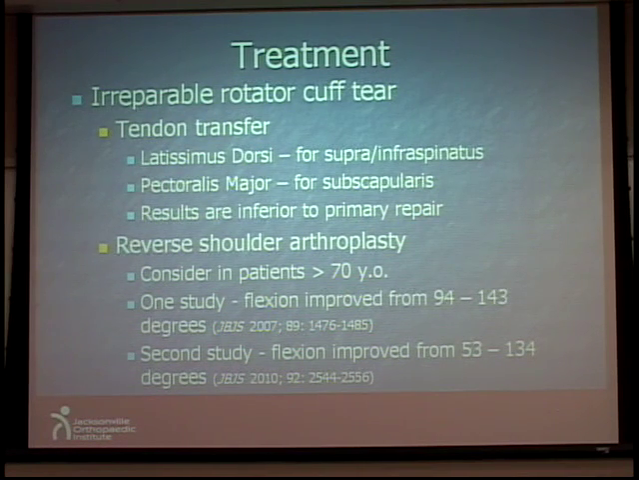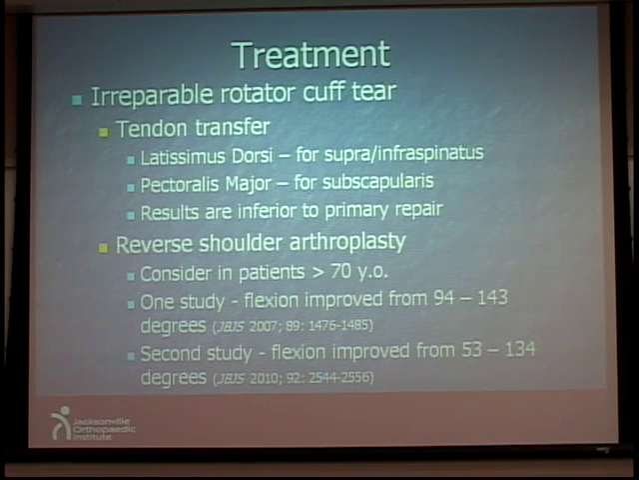What about if the rotator cuff tear is irreparable? We mentioned some techniques arthroscopically, but sometimes these patients still have difficulties, and there are muscle transfers that can be used. The latissimus dorsi used for superior and posterior tearing of the supraspinatus, the pectoralis major used for subscapularis, and these are not nearly as successful as primary repair.